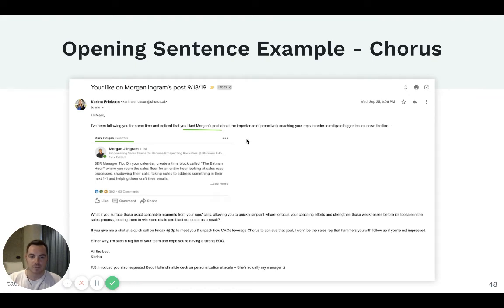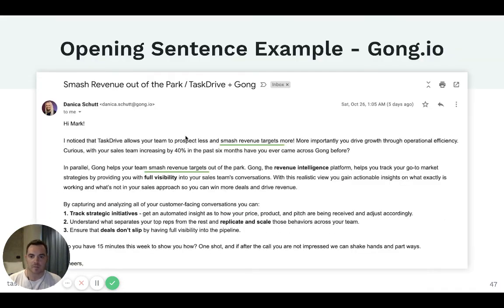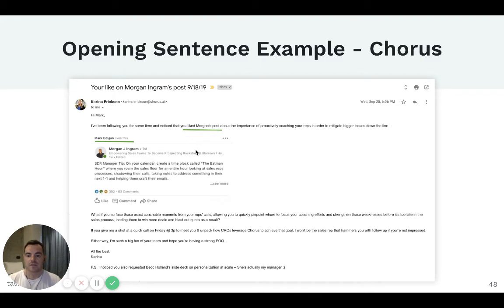Another one is from Chorus, which funnily enough is a competitor of the previous example. They mentioned that they noticed I liked an influencer's post on social, and they provide a screenshot. Now this obviously is going the extra mile. It takes a lot more time to put these messages together, but it really depends on the deal size. For me, looking to buy Chorus, I would be spending thousands of dollars a year using their software, so it's worth them taking the time.